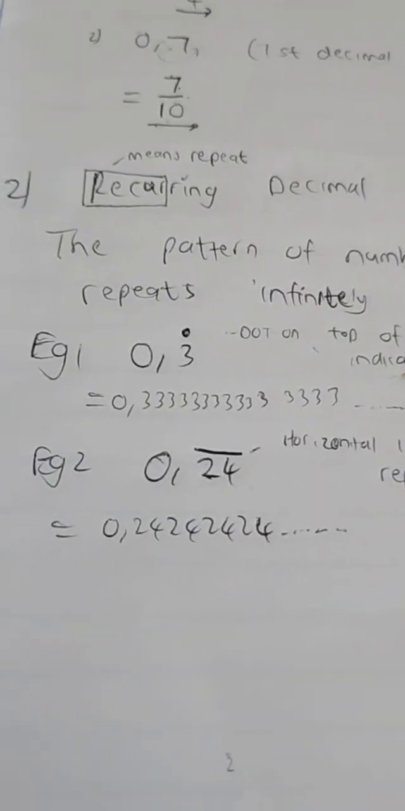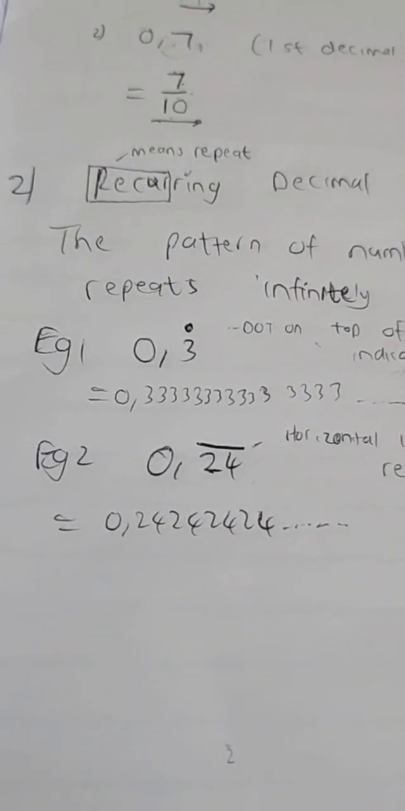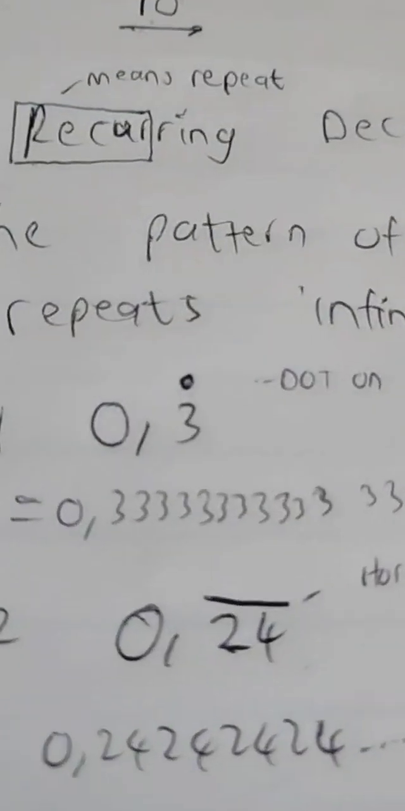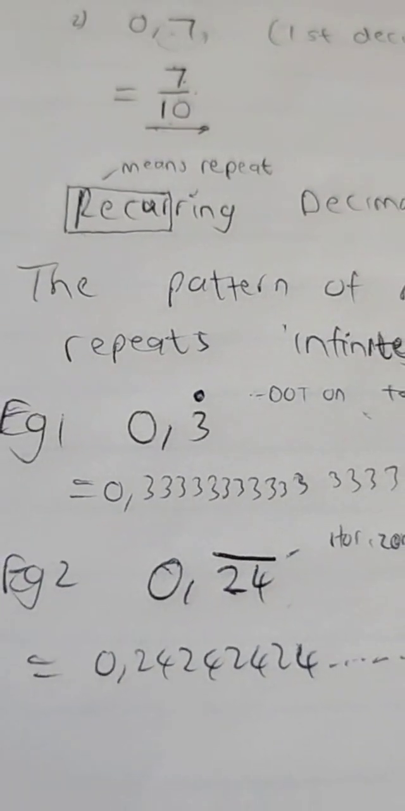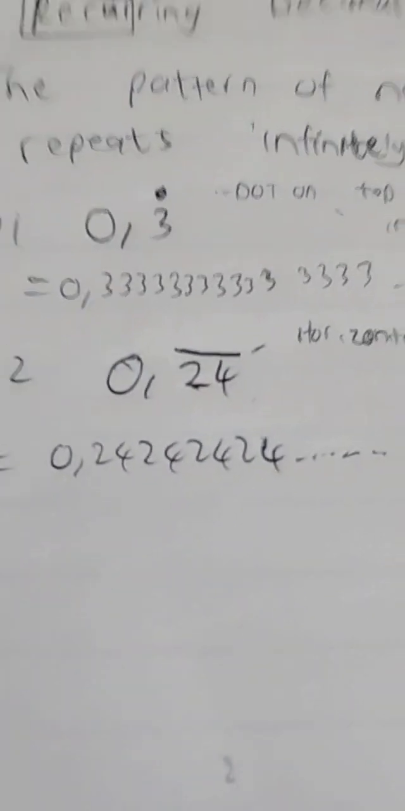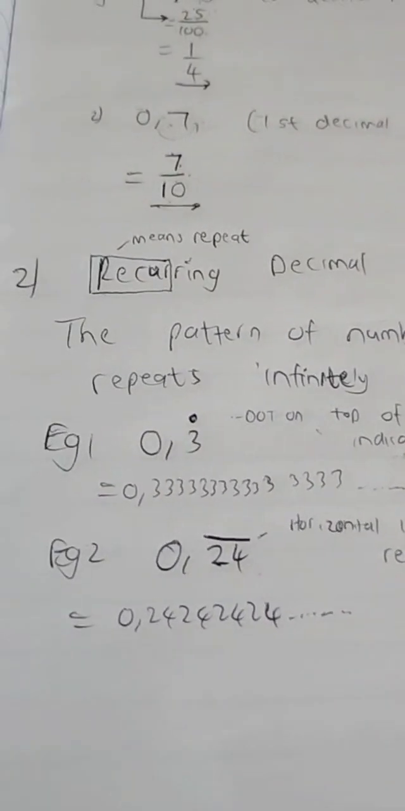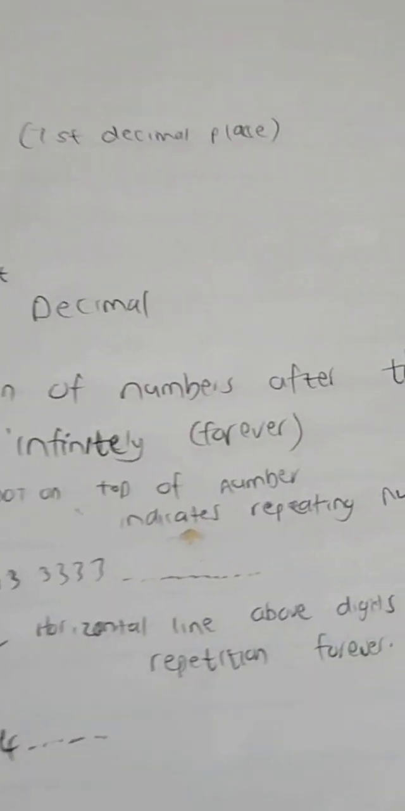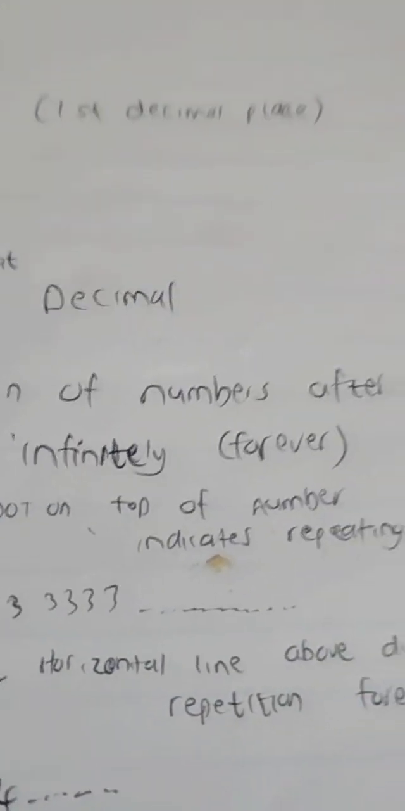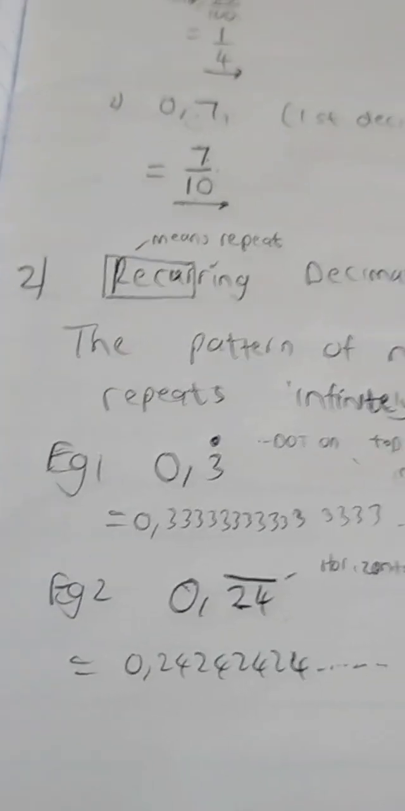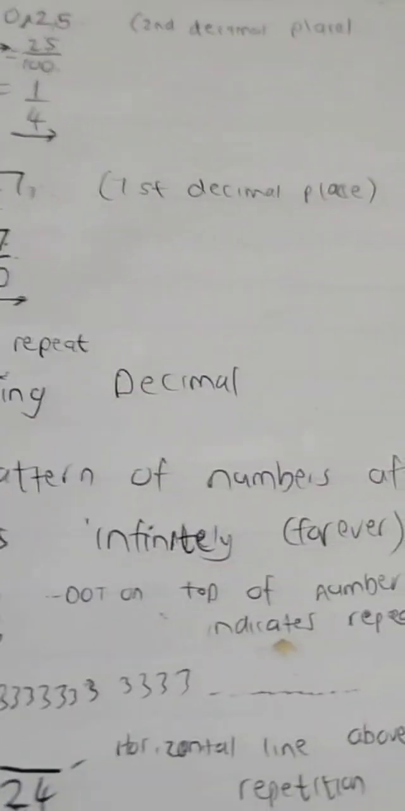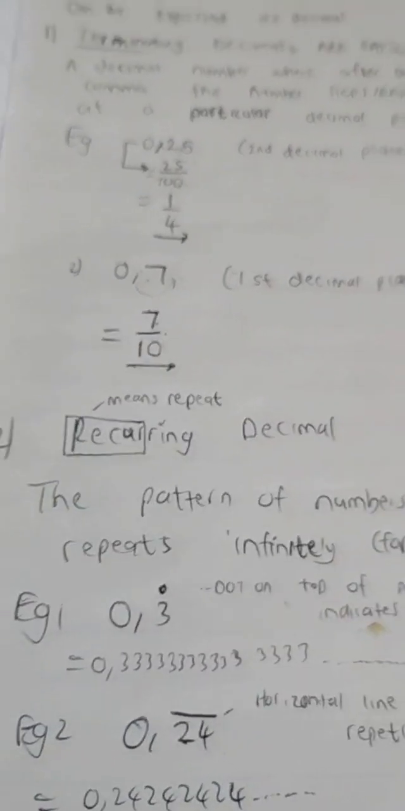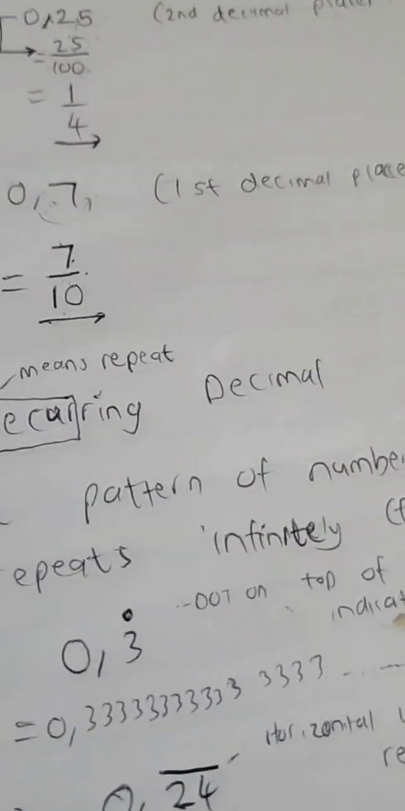So what are the two things that denote repetition for recurring decimals? Either you'll have a dot above the number, or you might have a line above the number. That way, your recurring decimal, guys, the pattern of numbers after the comma repeats infinitely forever. That is what a recurring decimal basically behaves like, right?